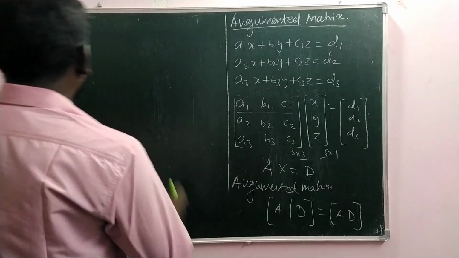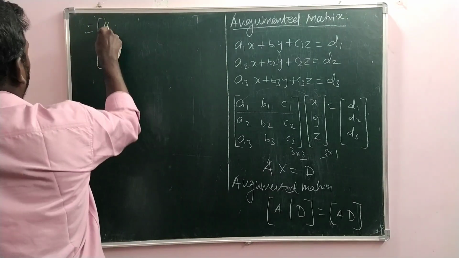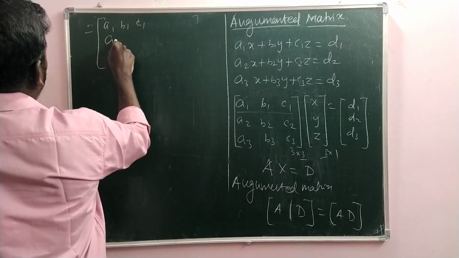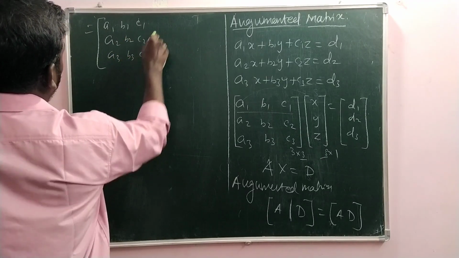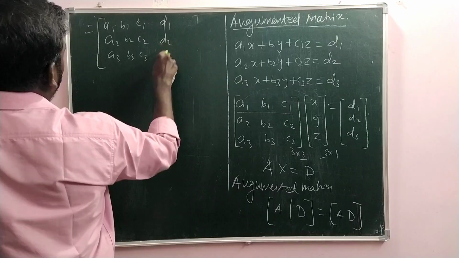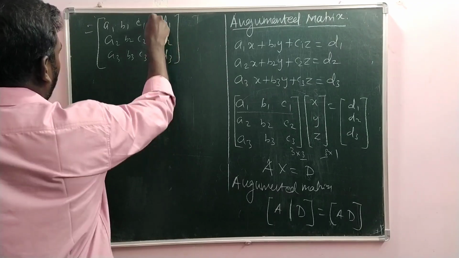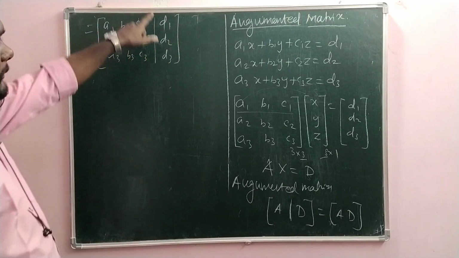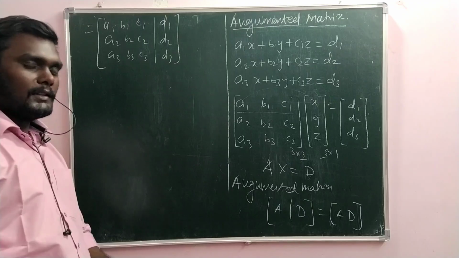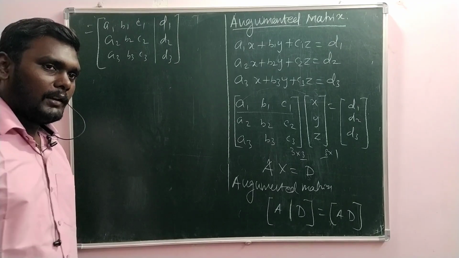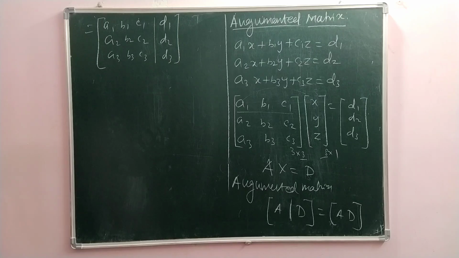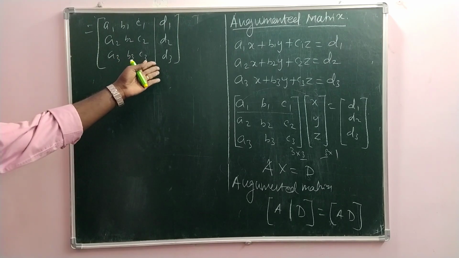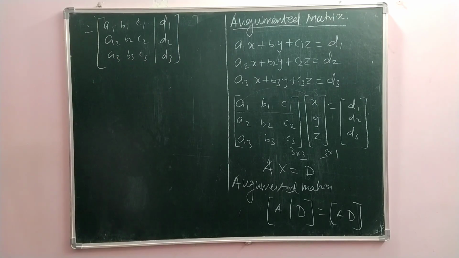In the sense, this is a1, b1, c1, a2, b2, c2, a3, b3, c3, and d1, d2, d3. They are split by a line, or this line may not be there. We call such matrices augmented matrices. I suggest we put this line to identify which is which, because based on this we'll have some other results coming up in the next exercise.